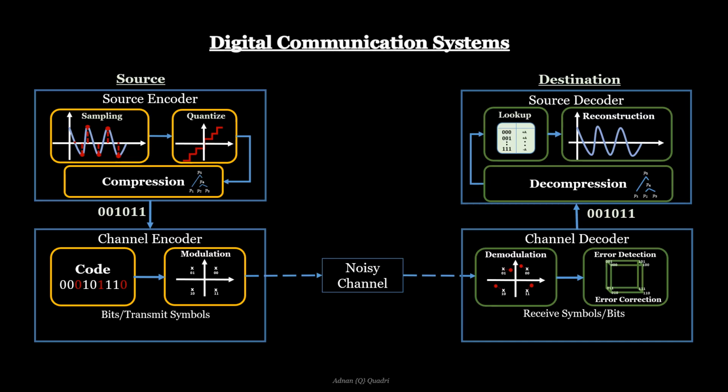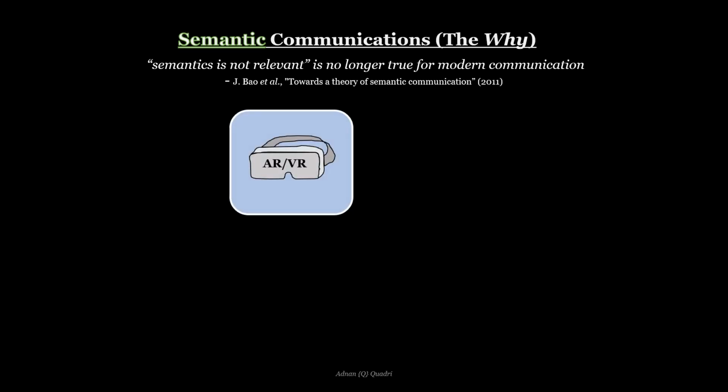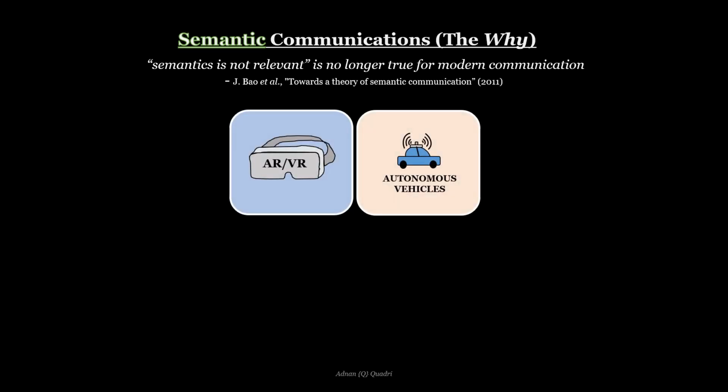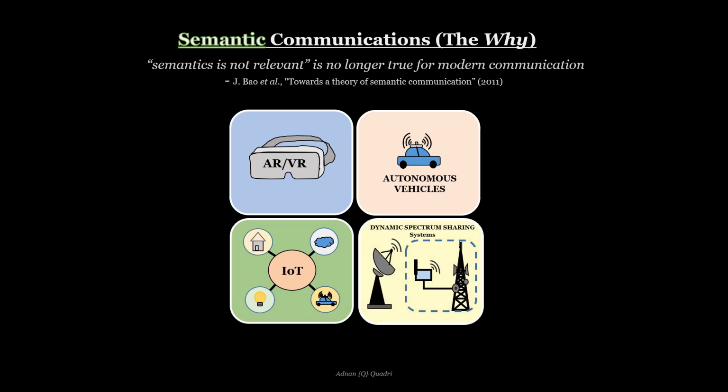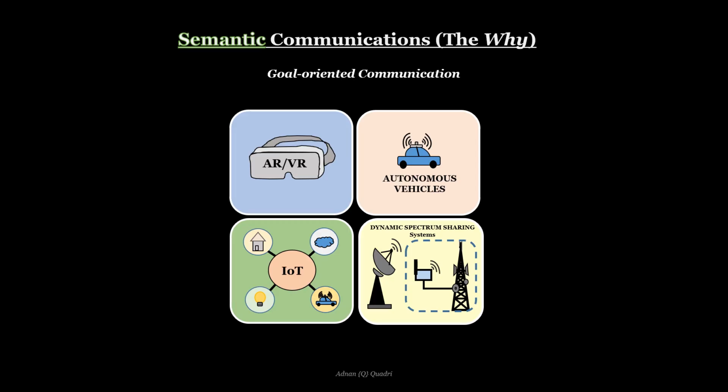So I ask, why is it important to consider the semantics of a message for modern communication systems? It turns out that the next generation communication systems for AR/VR headsets, autonomous vehicles, IoT devices, or sensing technologies, all of them need to perform goal-oriented communication, where the common goal of the source and destination is to accomplish a task together. Tasks such as image classification, advanced reasoning, emergency detection, and sensing.